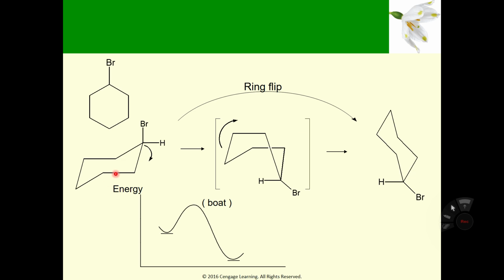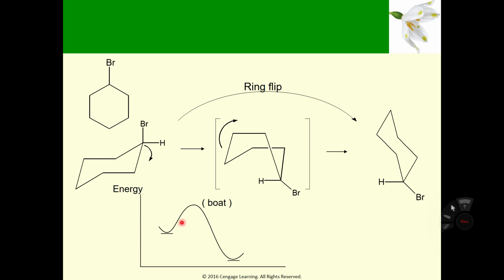Now, if you compare these two conformers, in this case, the Br is in the axial position, and H is in the equatorial position. But if it undergoes ring flipping, the Br in the axial position is changed to the equatorial position, and H in the equatorial position is changed into the axial position. Okay, so the ring flipping changes the relative position of substituents.